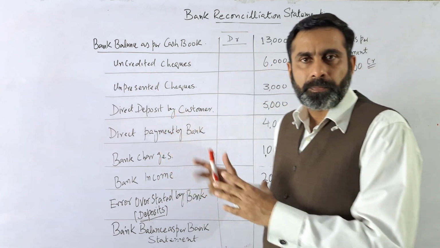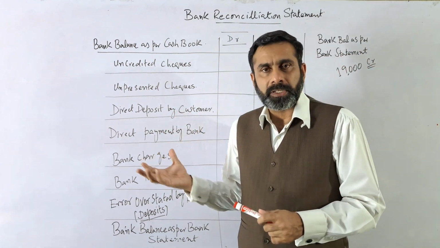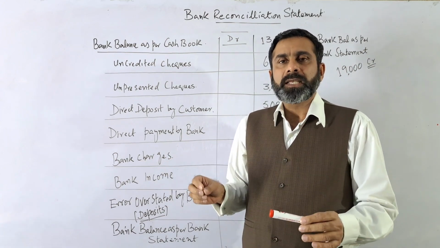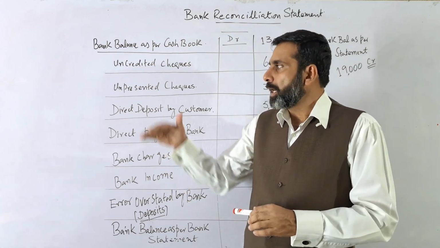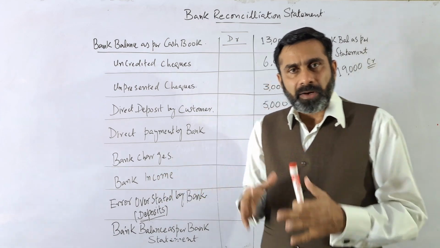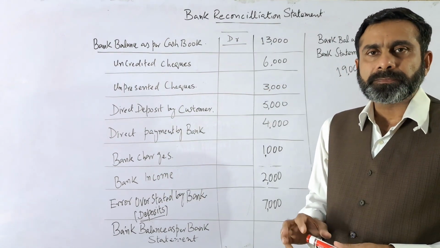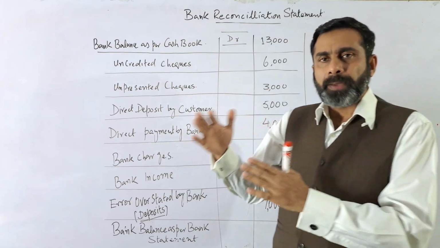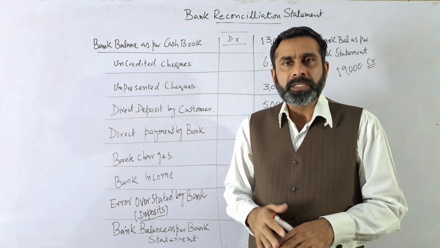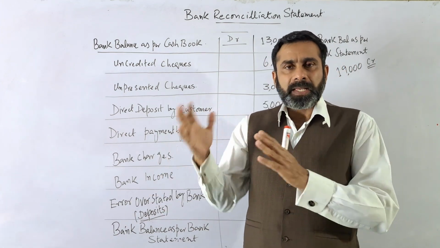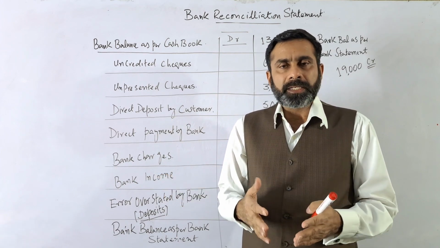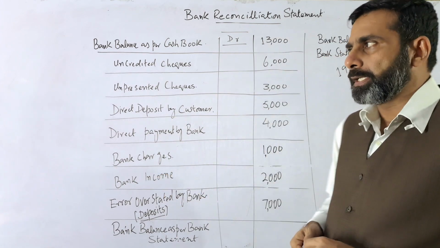So in the current section of the lecture, we will discuss how the bank reconciliation statement is prepared. What is the format of the bank reconciliation statement, and if there is a debit or a credit, how it is adjusted. If there is a plus or minus, how we have to calculate that. So that part we will calculate here.